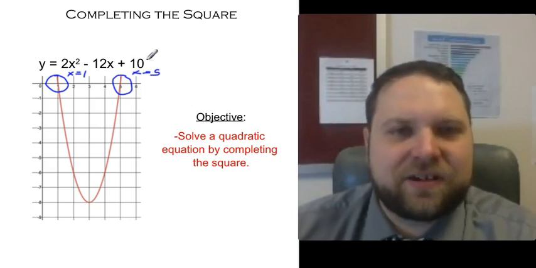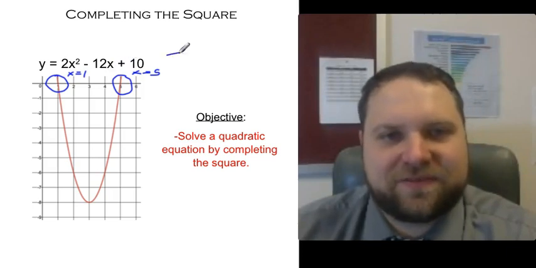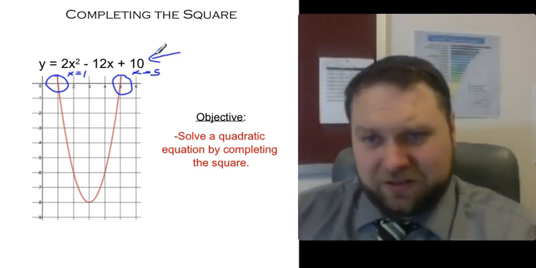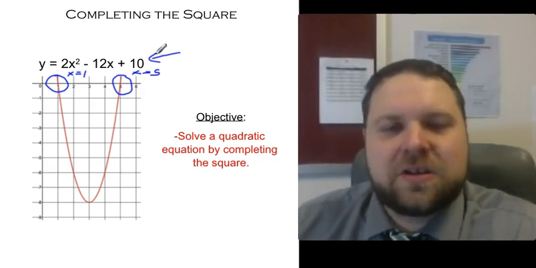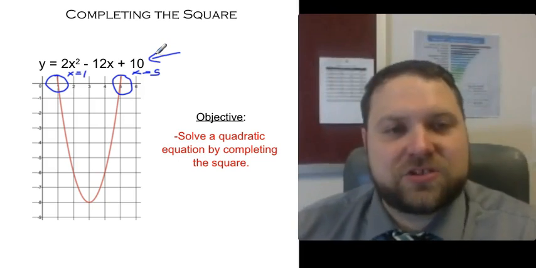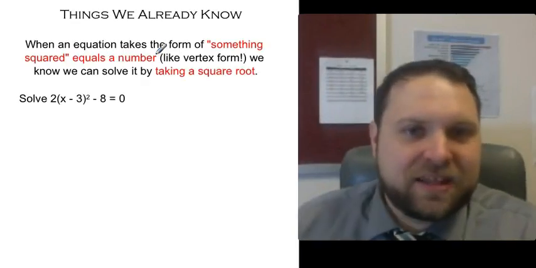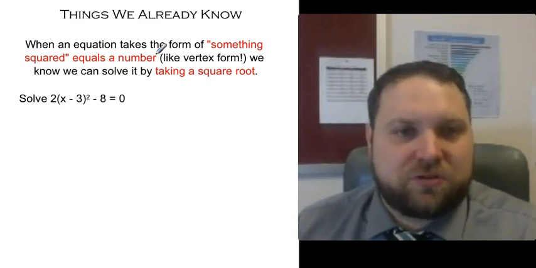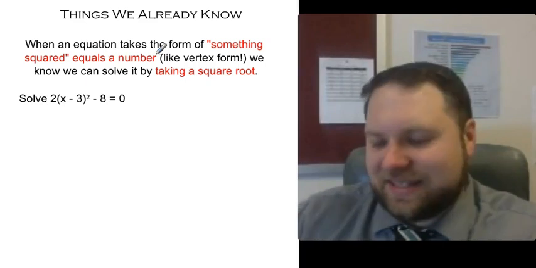But the thing that's different is in the past we've learned how to do this from vertex form, we've learned how to do this from intercept form, and now we're looking down the barrel of standard form, and we want to know how to make that happen. As with so many other things in mathematics, we're going to make this happen by taking something we don't know how to do and changing it into something we do know how to do. The thing that we do know how to do is, when I have an equation of the form something squared equals a number, think vertex form here, we can solve it by taking a square root.